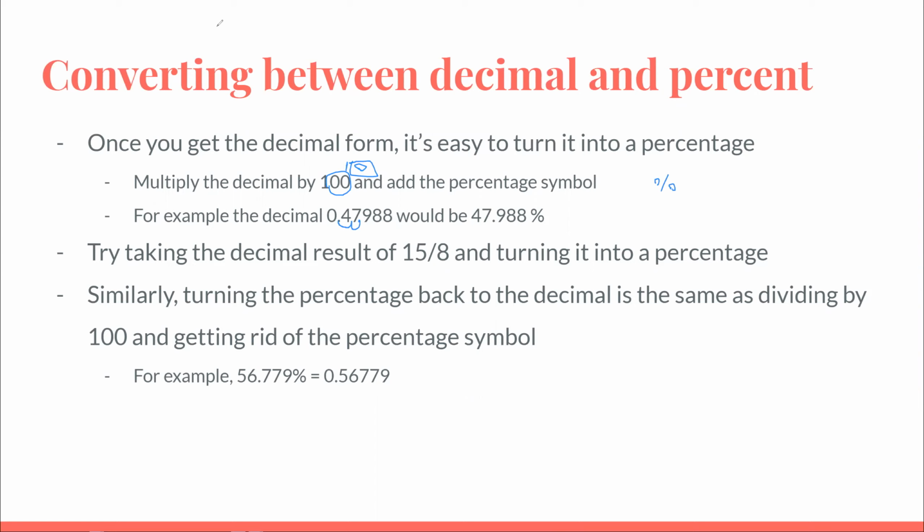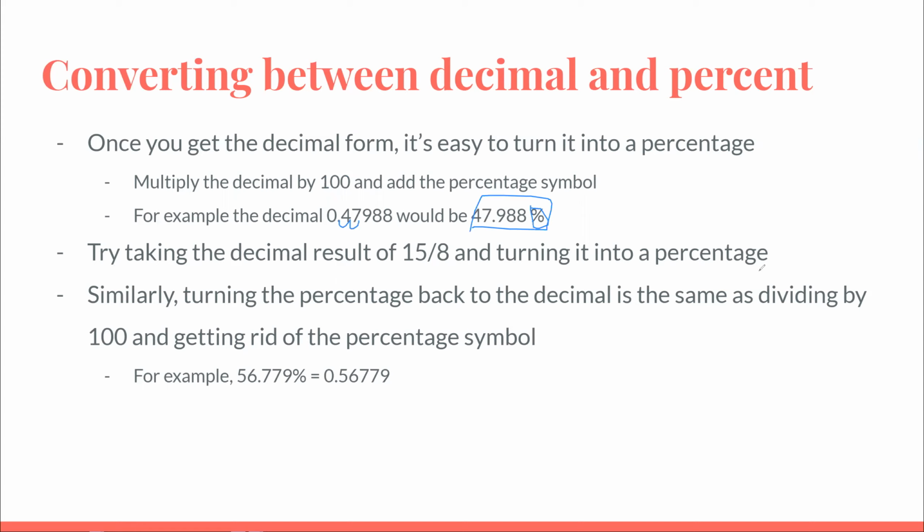But in terms of percentages, you always have to multiply it by 100. So then you would get 47.988. And then you add the percent symbol. So try taking the decimal result of 15 upon 8 and turning it into a percentage. Pause the video and see if you can do that.